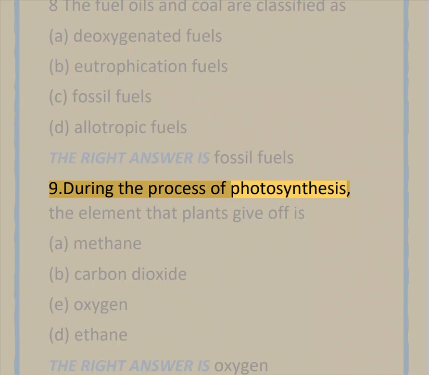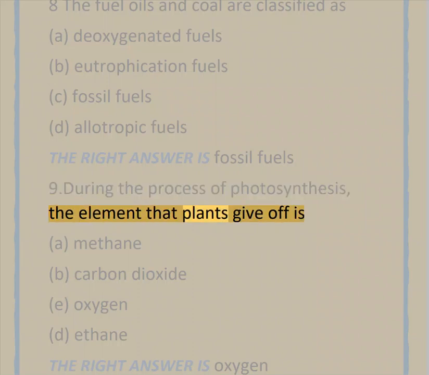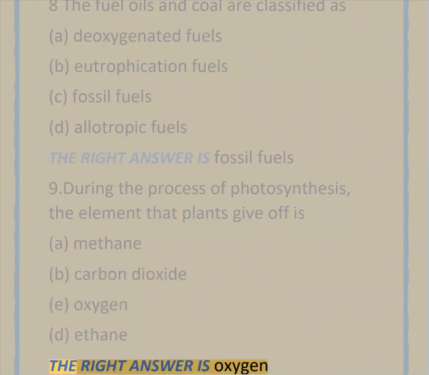9. During the process of photosynthesis, the element that plants give off is A. Methane. B. Carbon dioxide. C. Oxygen. D. Ethane. The right answer is oxygen.